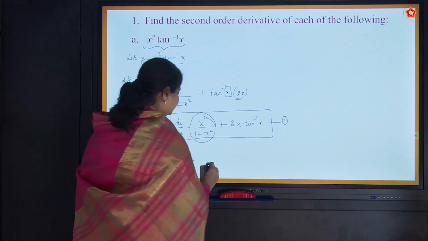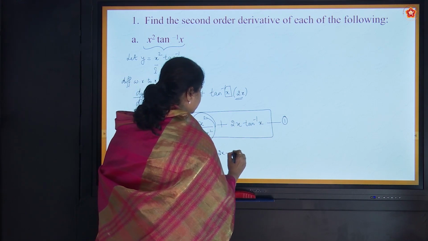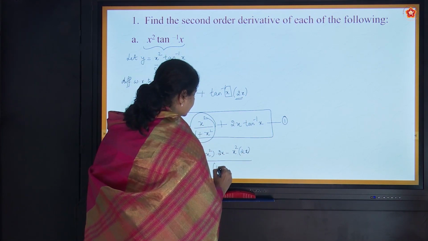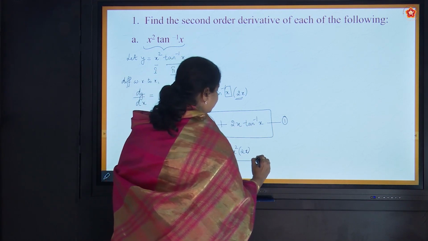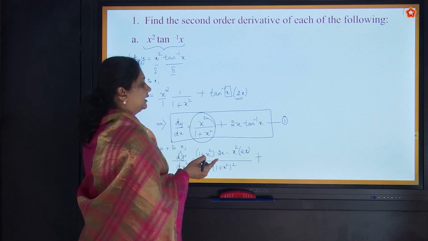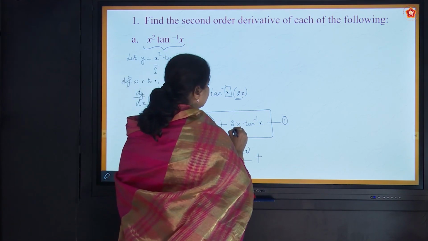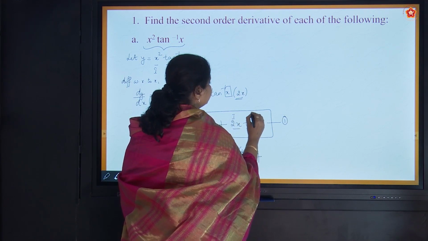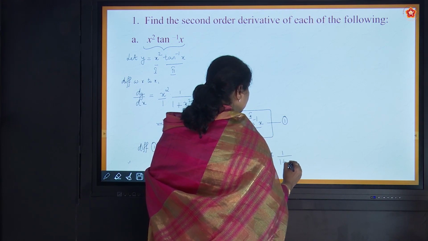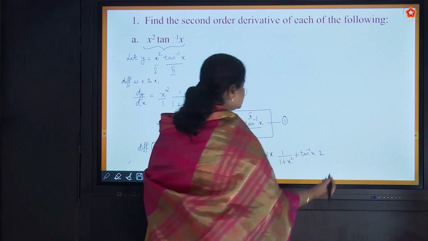This is of the form u by v. So, the denominator is kept a constant, differentiating the numerator, minus the numerator is kept a constant, differentiating the denominator, divided by the denominator squared, plus, again, you're supposed to differentiate this. There's a product of two functions, an algebraic and an inverse trigonometric function. So, let's use uv. We will use this as our first function, this as our second function. So, the first function is kept as it is. The second function is differentiated. Plus, the second function is kept unaltered while the first function is differentiated.